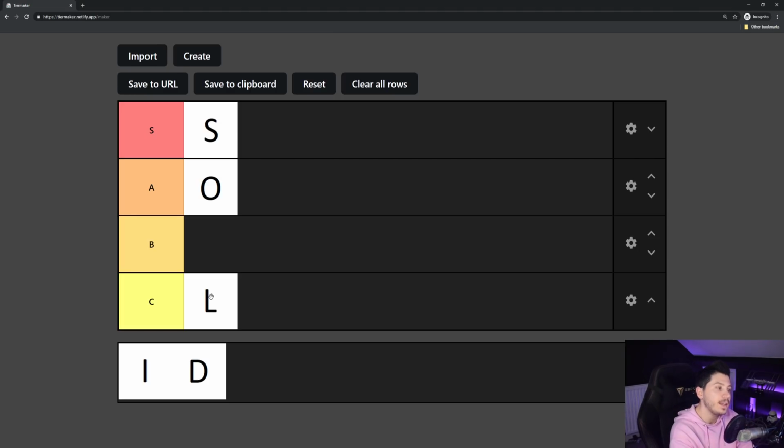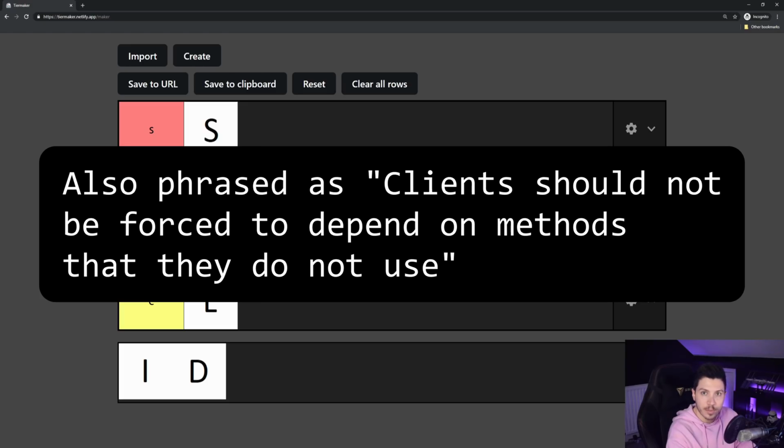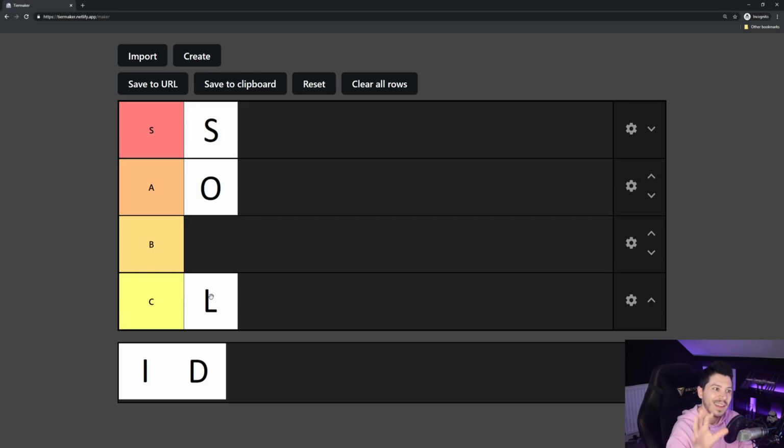Now, the next one is the interface segregation principle. That principle says that you're better off having multiple interfaces with separate responsibilities than having one interface that has all the responsibilities in it. And it sort of is tied with single responsibility, because you want things to be doing one thing and one thing only, and by splitting them, you isolate the responsibility of the object.